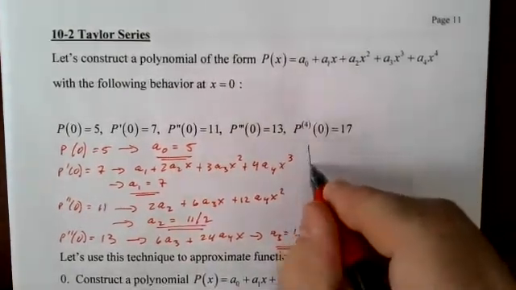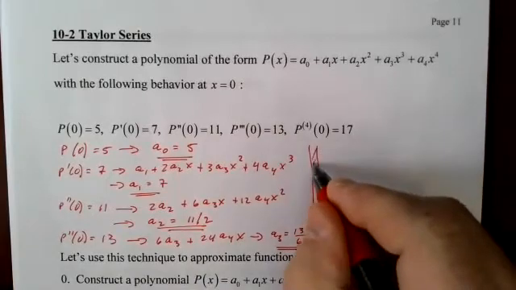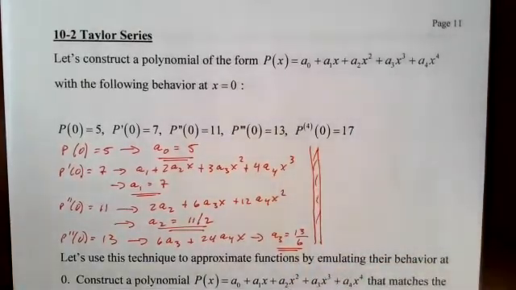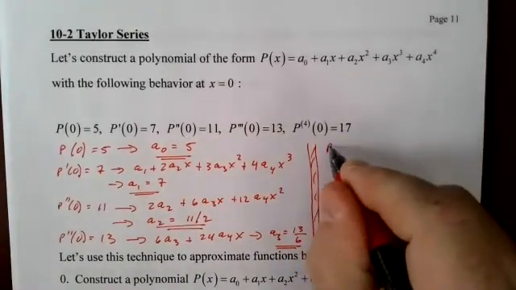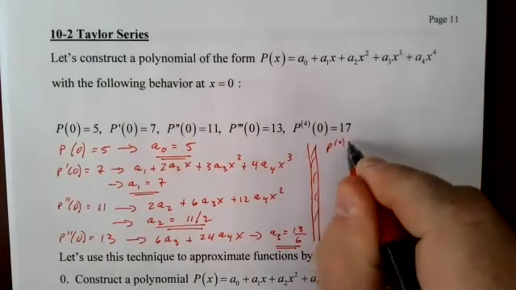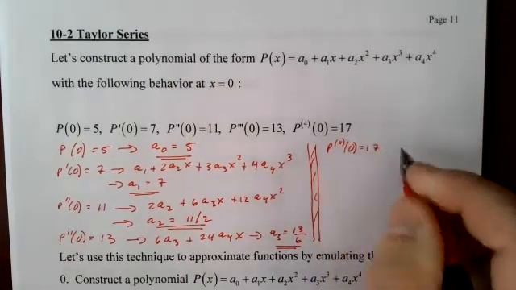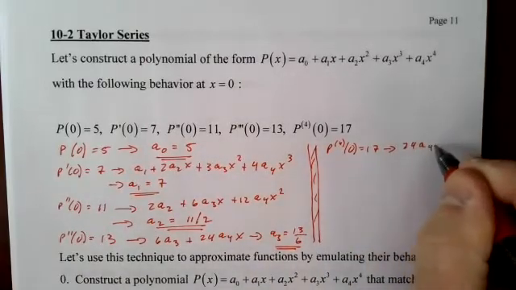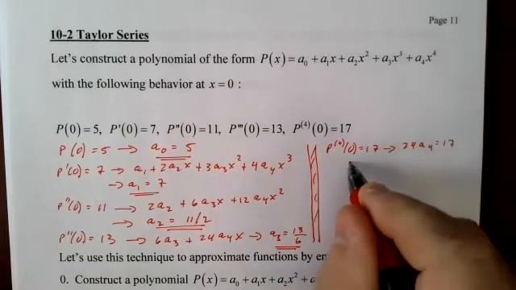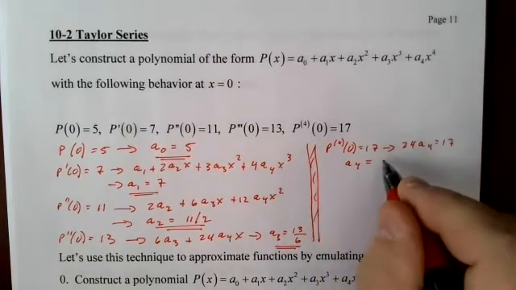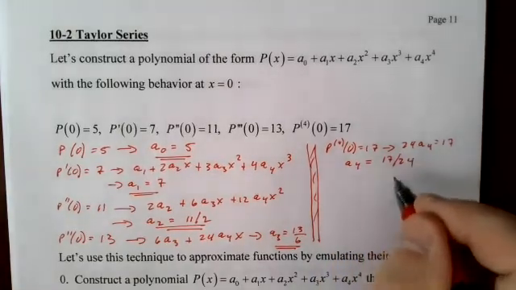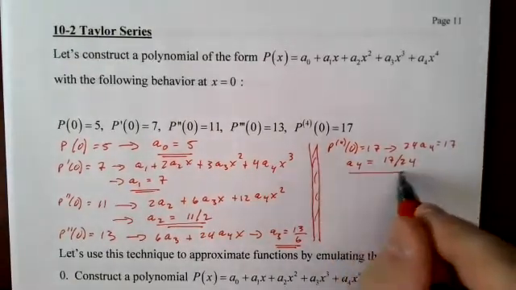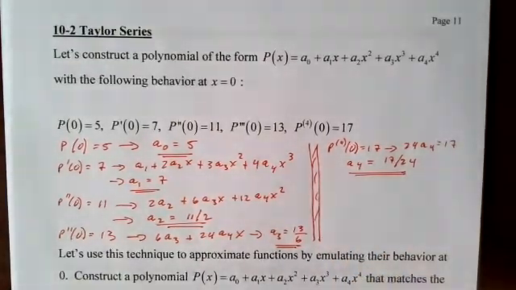Keep going. The fourth derivative of P at 0 equals 17. Take the derivative. 24a4 equals 17. a4 equals 17 over 24. Okay, so there it is.